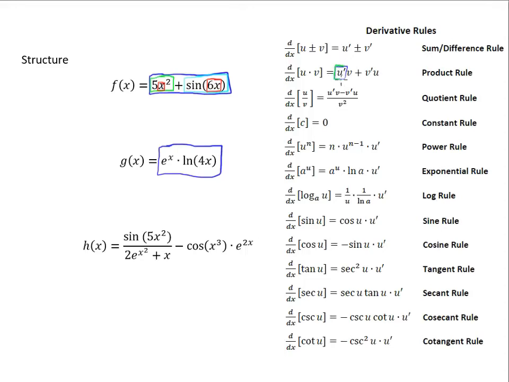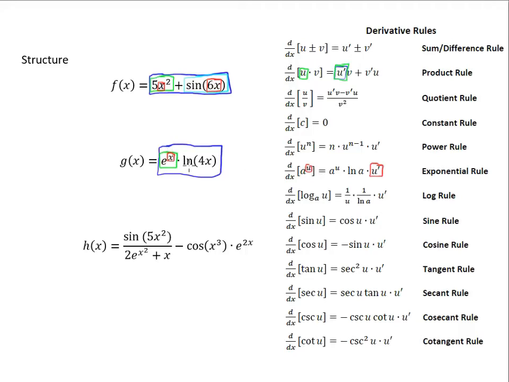I eventually have to take the derivative of the first term, which is e to the x right here. So I would look at this and say, okay, how do I take the derivative of this? Which rule does this follow? This is an exponential rule. And part of the exponential rule eventually will tell me that I need to take the derivative of the exponent.